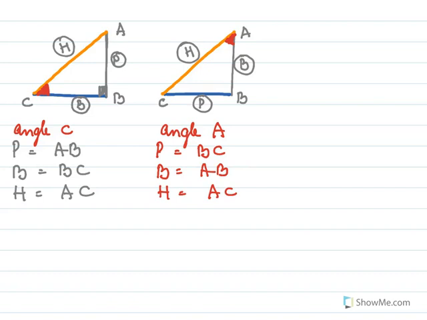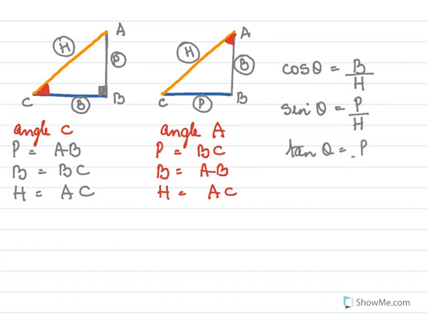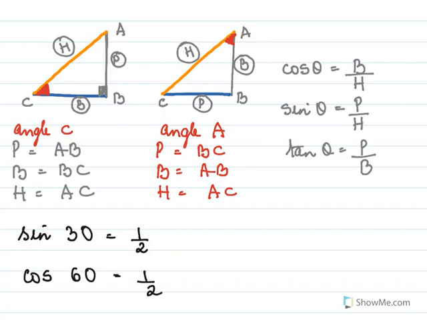We also have to remember our trigonometric ratios. For example, cos theta is base over hypotenuse. Sin theta is perpendicular over hypotenuse. And tan theta is perpendicular over base. Some ratios too, like sine of 30. Sine of 30 we must know is 1 by 2, and remember the sine of 30 is the same as cos of 60, which is also 1 by 2. Then we need to remember cos of 30.